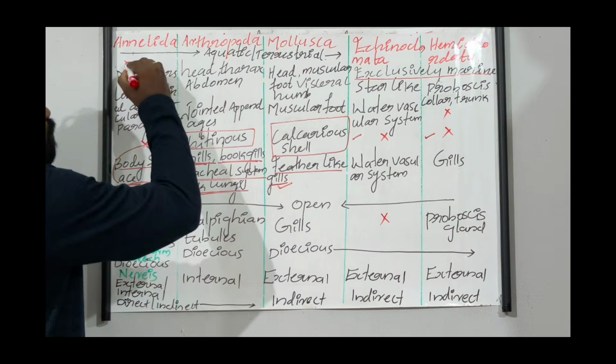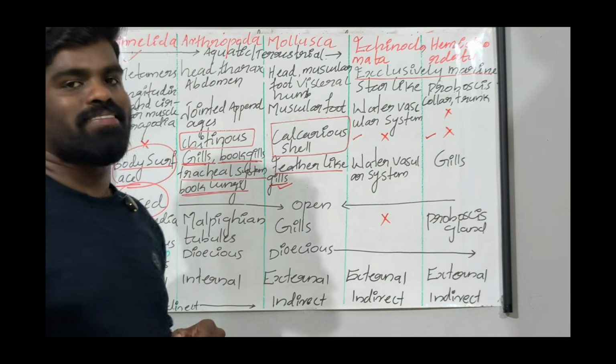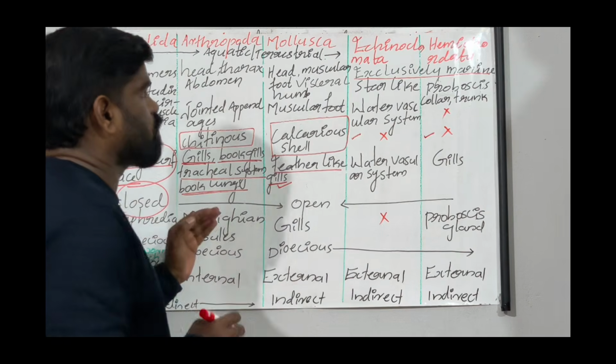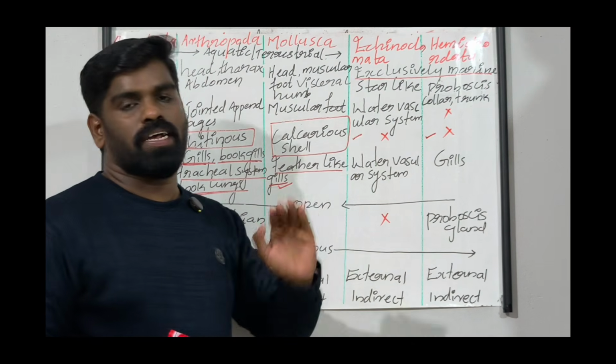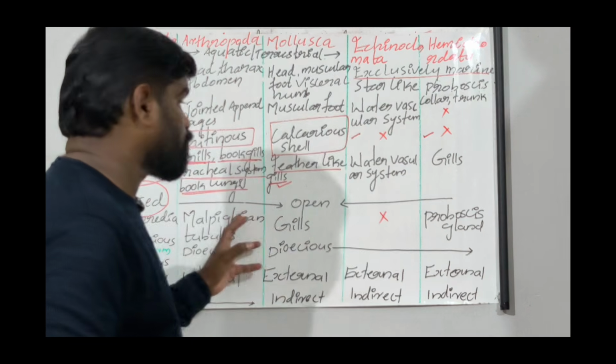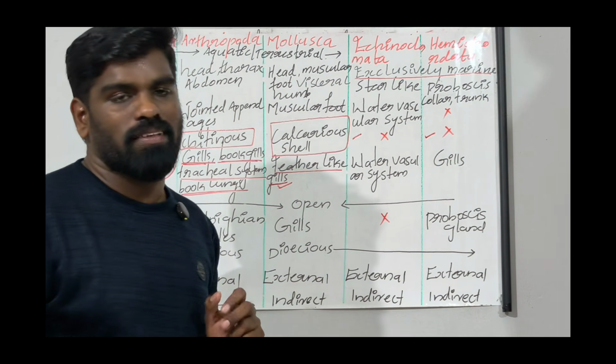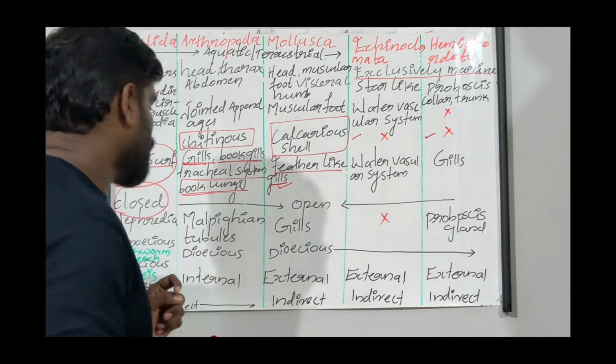Now, when we talk about the circulatory system, see here, the circulatory system is closed in Annelida. Very important, annelids have a closed circulatory system. The remaining phyla, Arthropoda, Mollusca, Echinodermata, and Hemichordata, have an open circulatory system.